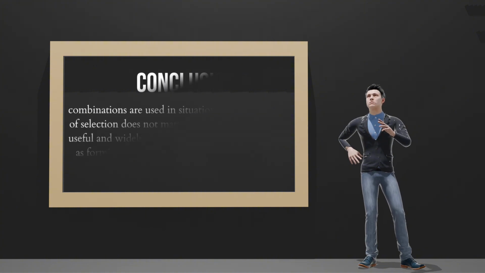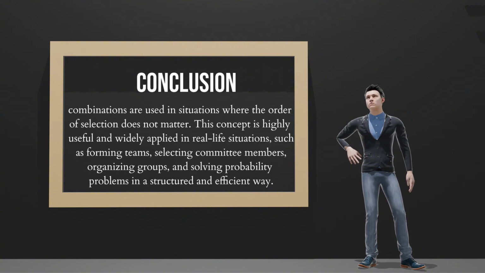In conclusion, combinations are used in situations where the order of selection does not matter. This concept is highly useful and widely applied in real-life situations, such as forming teams, selecting committee members, organizing groups, and solving probability problems in a structured and efficient way. By understanding combinations, we can approach selection problems more systematically and accurately.